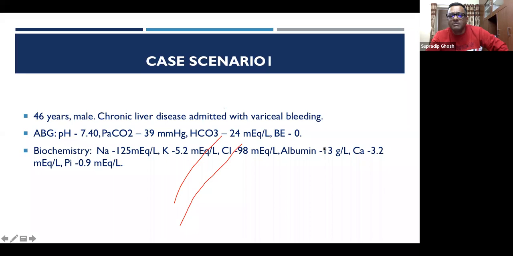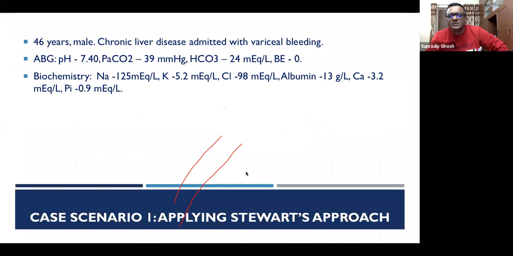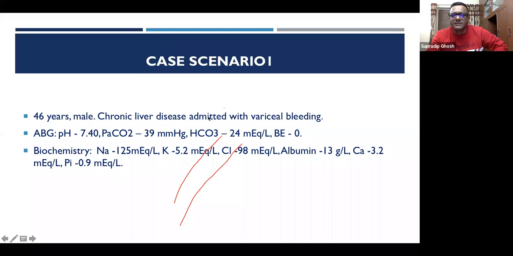How do you correct that, Bhumin? Albumin can be corrected by 0.25 into 4 minus 1.3. So this comes around 23. Again, that's not correct. Anyone can calculate it for me? 4 minus 1.3 into 6.75. Anybody? So this is also almost normal, looks normal.